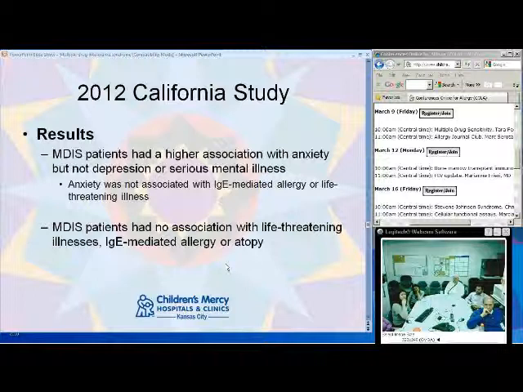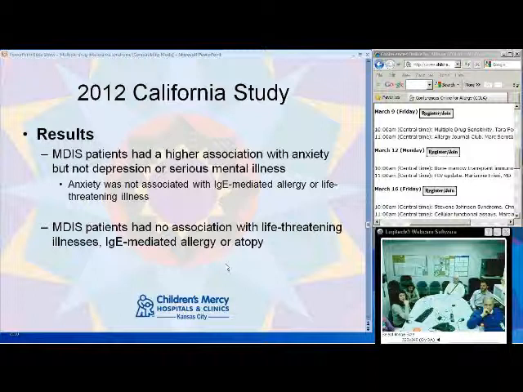So again, that was a little different than the study that was done in Rome, where they did find anxiety and depression were both higher. Interestingly, even though anxiety was linked with multiple drug intolerance syndrome, it was not associated with IgE-mediated allergy. So patients that had true anaphylactic drug allergies did not have increased levels of anxiety, where it did correlate with this syndrome. And also, anxiety wasn't correlated with life-threatening illnesses.